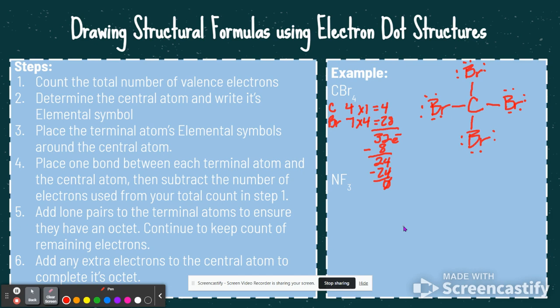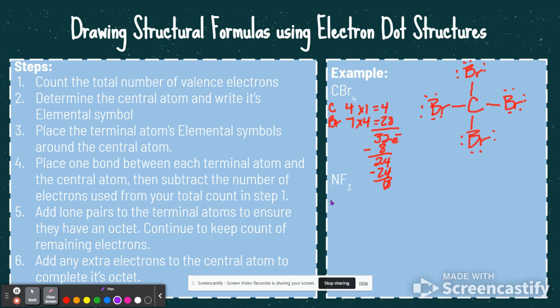Okay, so we're going to go ahead and try that again on NF3. If you feel like you want to try this one on your own, you're welcome to pause and try it yourself. And then go ahead and come back in here and see how you did. But I'm going to go ahead and start on that one.